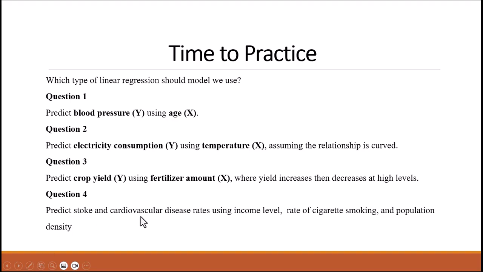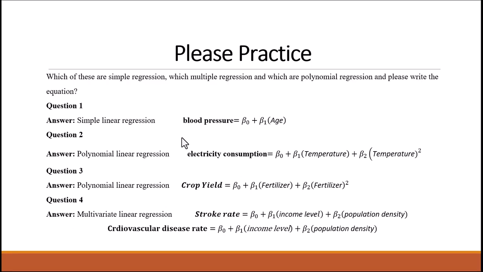And predict stroke and cardiovascular disease rates using income level, rate of cigarette smoking, and population density. Since we have two target variables but the same predictors, we should use multivariate regression. I also see a typo in my question. It should be: which type of linear regression model should we use in this question? I'm saying this to prevent confusion.